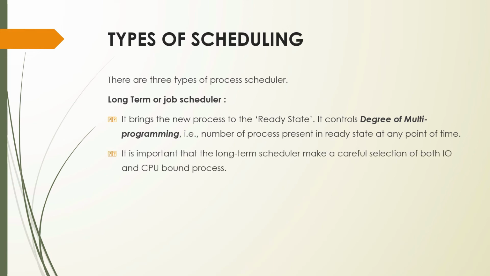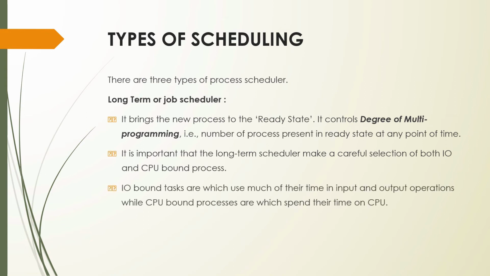It is important that the long-term scheduler makes a careful selection of both input-output and CPU-bound processes. IO-bound tasks are those which use much of their time in input and output operations, while CPU-bound processes are those which spend their time on the CPU. The job scheduler increases efficiency by maintaining a balance between the two.